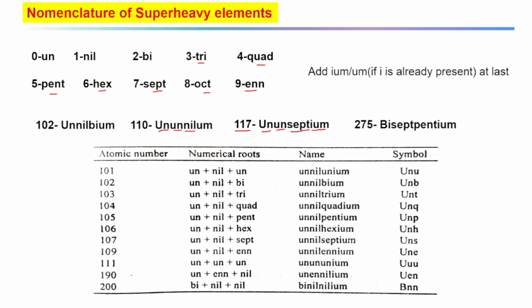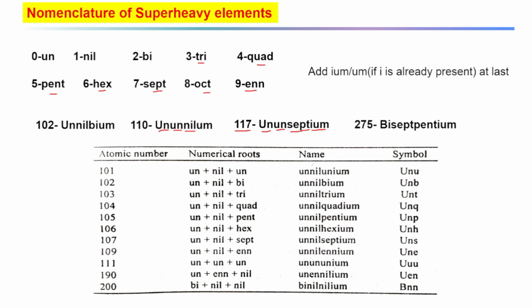Similarly, now we will do the atomic number 200. So for 2 we will write bi, for 0 we will write nil, for another 0 we will write another nil. So we will get binilnilium, right?